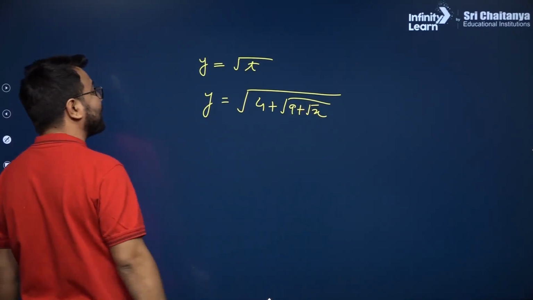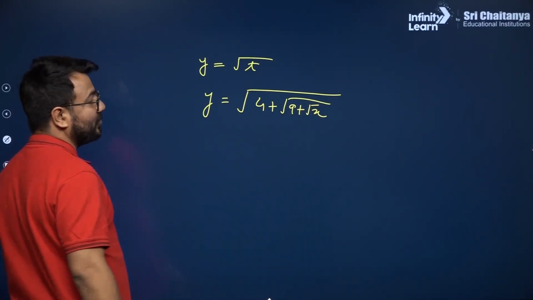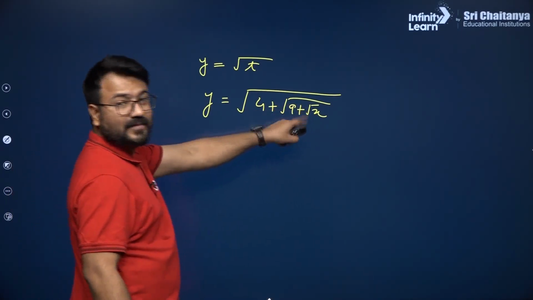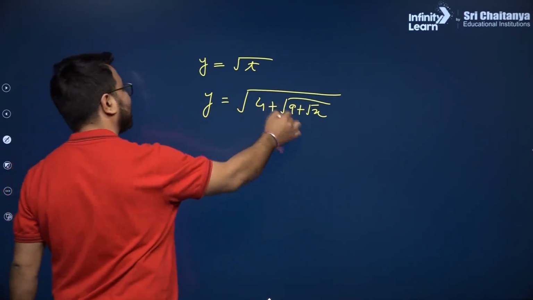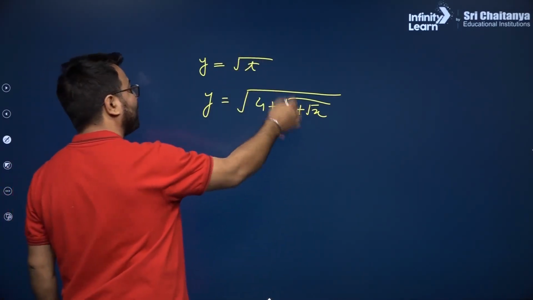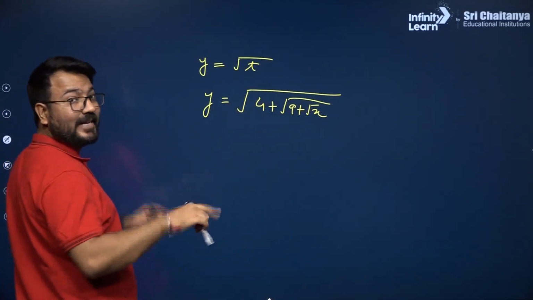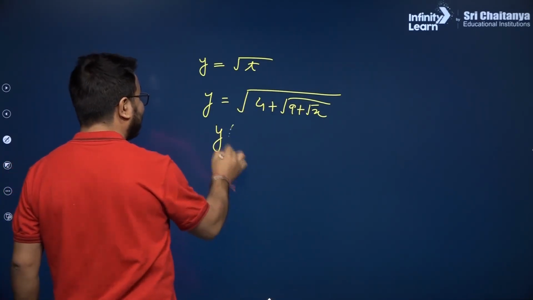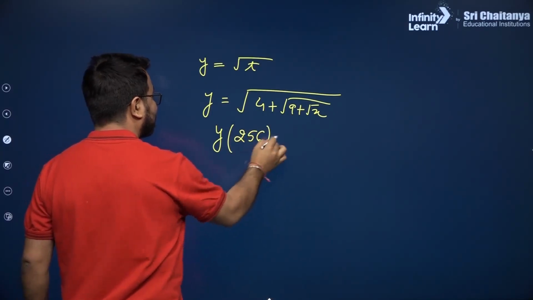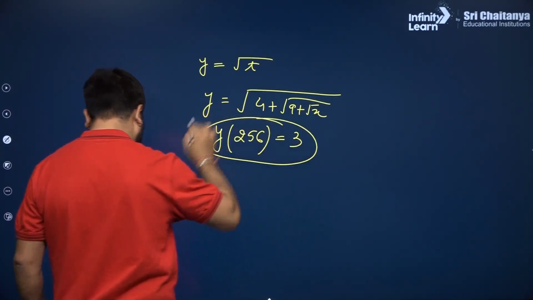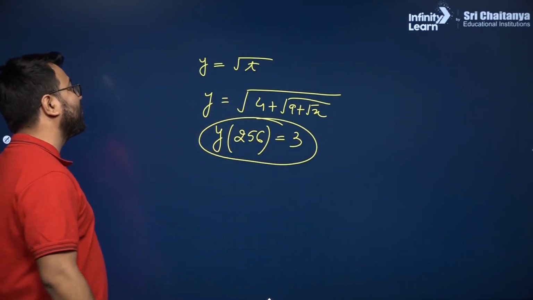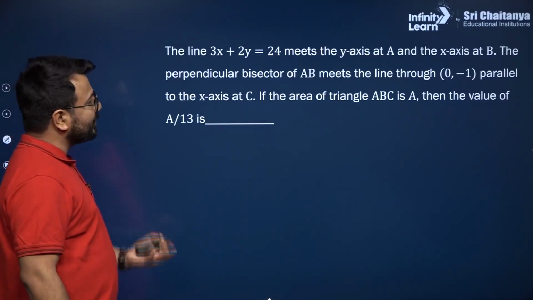Okay. Now if I substitute the value of x as 256, so 256 with a square root, it will be 16, 16 plus 9, it will be 25, 25 square root will be 5, 5 plus 4, it will be 9, 9 square root will be 3. So the value of y at x is equals to 256 will be equals to 3. I hope you are able to understand how we got the result as 3. Okay, let us move to the next question.